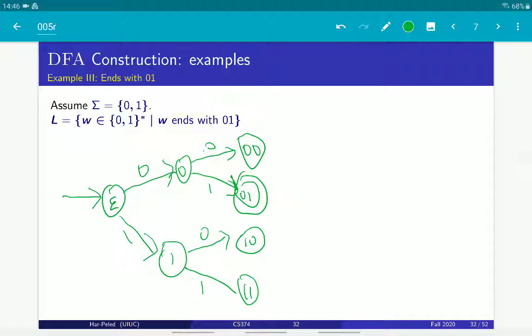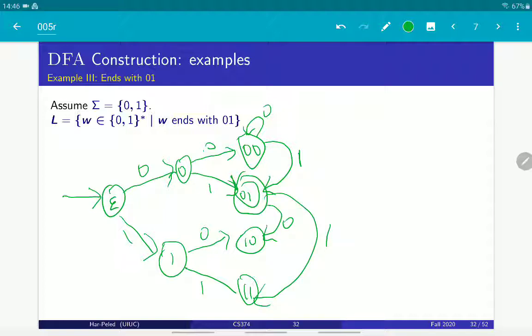So for example, if I'm in the state 0, 0, and I get 1, I move to 0, 1, because the last 2 characters I saw were 0, 1. This is if I get the letter 1. Now, if I get the letter 0, I stay where I am, because the last 2 characters were 0. So again, the name of the state encodes the last character I've seen, the last 1 or last 2, depending on where I am. If I'm at 0, 1, and I get a 0, then I go to 1, 0. And if I get a 1, I go to 1, 1.